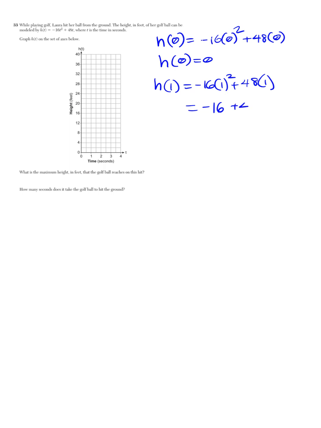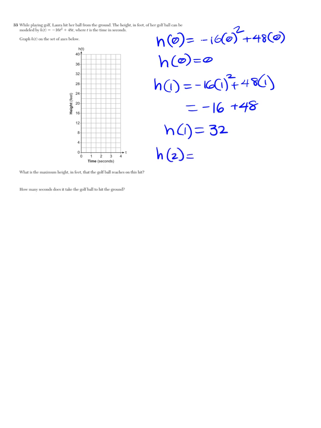We plug in 0 for t, negative 16 times 0 squared plus 48 times 0, that just becomes 0. Then we find h of 1, which is negative 16 times 1 squared plus 48 times 1. And then we could easily plug that into our calculator and figure out that negative 16 times 1 squared is just negative 16, 48 times 1 is just 48, and then 48 minus 16 is 32. So h of 1 is 32.